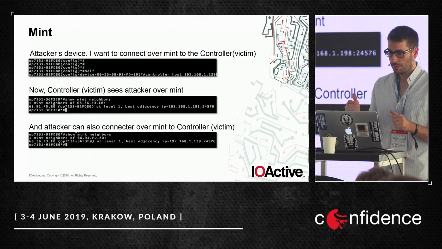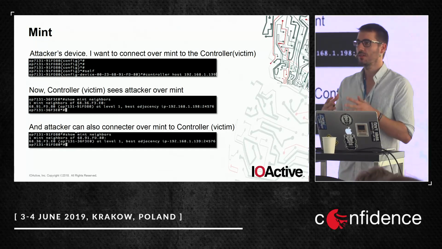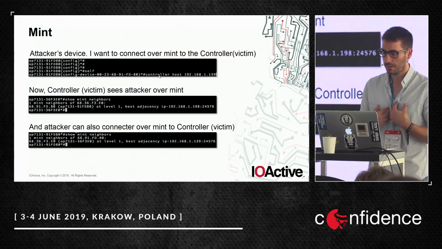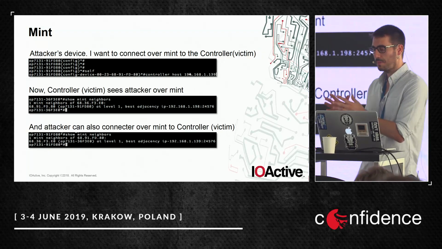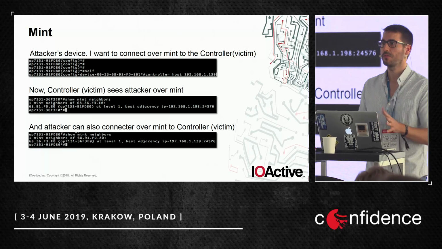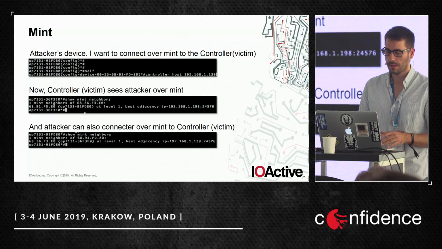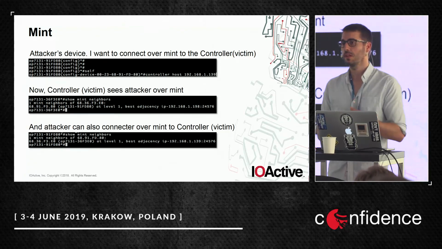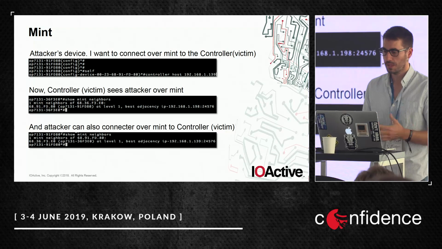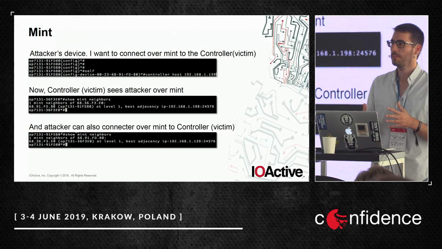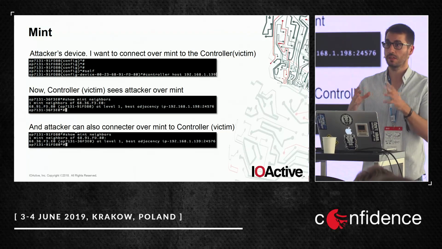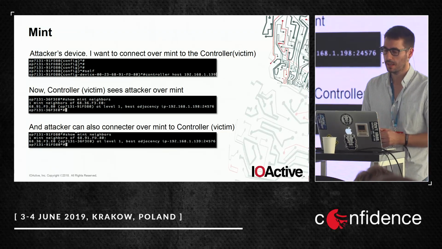So to establish the Mint link, we just need to know the IP address of the target. From the command line interface, as we can see here, in the attacker's device, executing these instructions, controller host and the IP address of the target, then the Mint link is already established, and we can see that the victim and the attacker see each other through Mint, and that's all you need to establish the Mint link. But this is not the only way, because based on the documentation, this Mint link can also be established in an automatic way, meaning if the other devices see a new device connected into the network, they will establish the Mint link automatically.